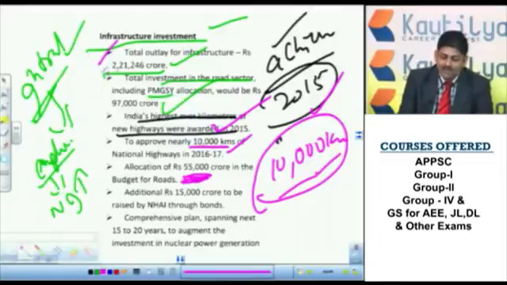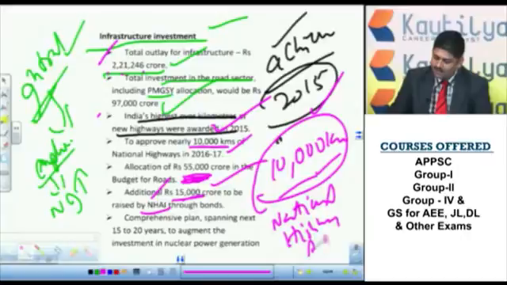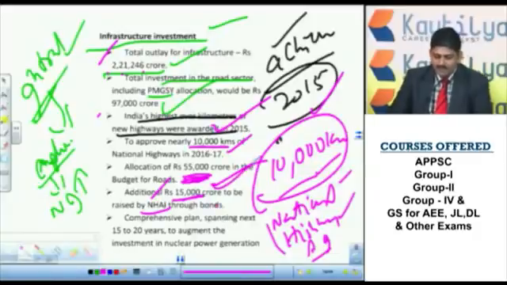Remember, 2,21,246 is for infrastructure, and in this infrastructure 55,000 crore is for the roads. In the same way, 15,000 crore additional is there for NHA. NHA means National Highways Authority of India, which maintains the highways. Exclusively for NHA, again 15,000 crore was given.